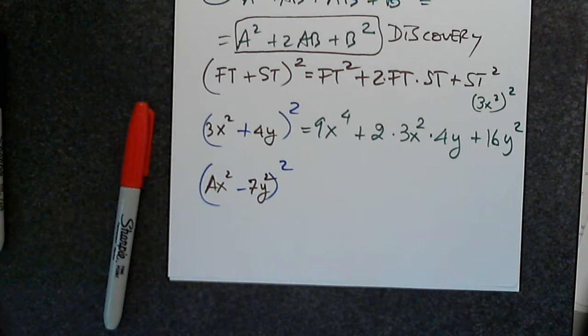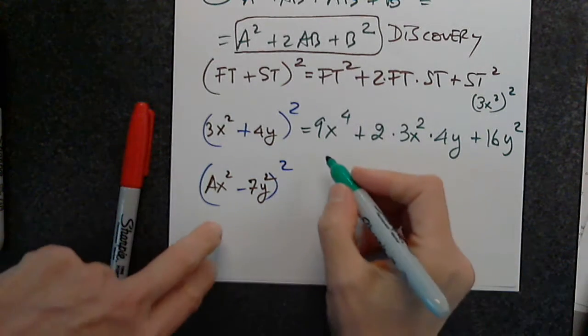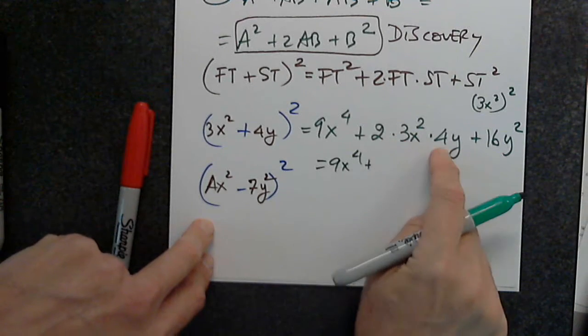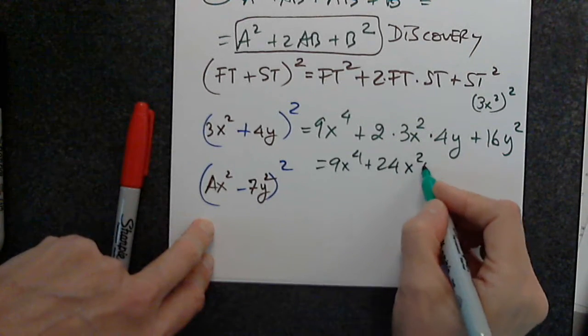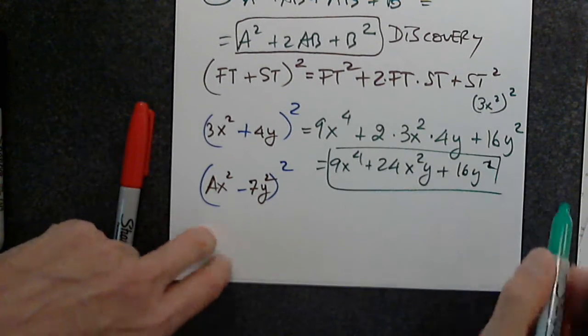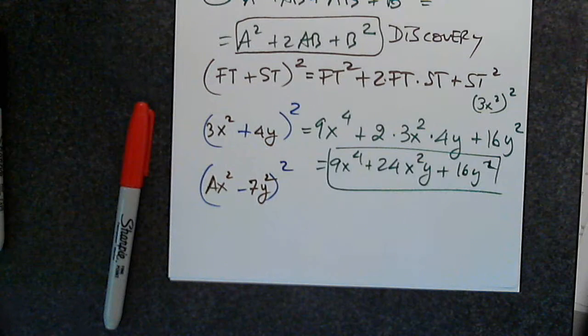2 times 3 times 4. How much is that? 2 times 3 times 4 is 24. 24x squared y plus 16y squared. And when we get to review factoring, we will be able to much easier look at this and come up with that because we understand the patterns.